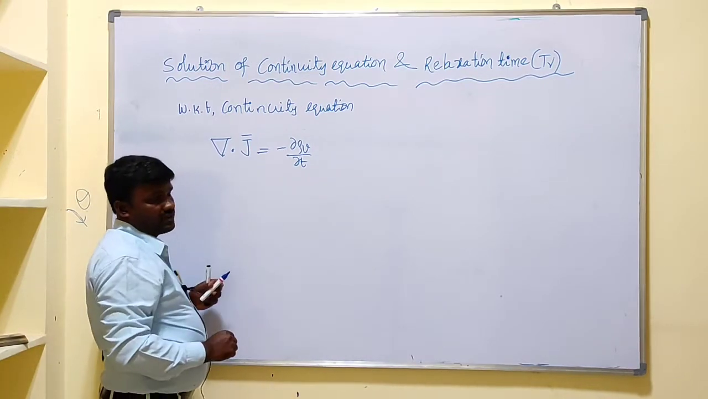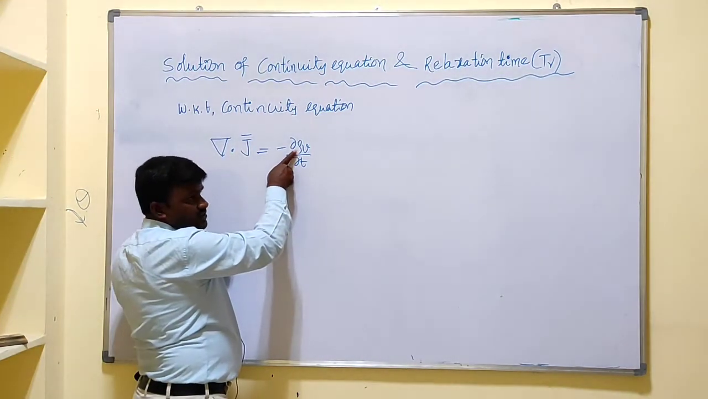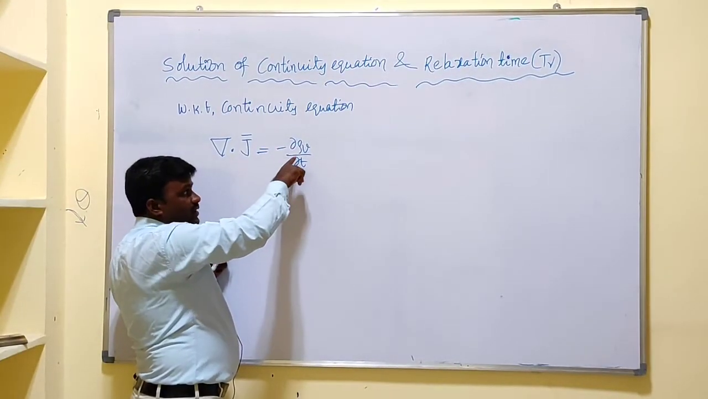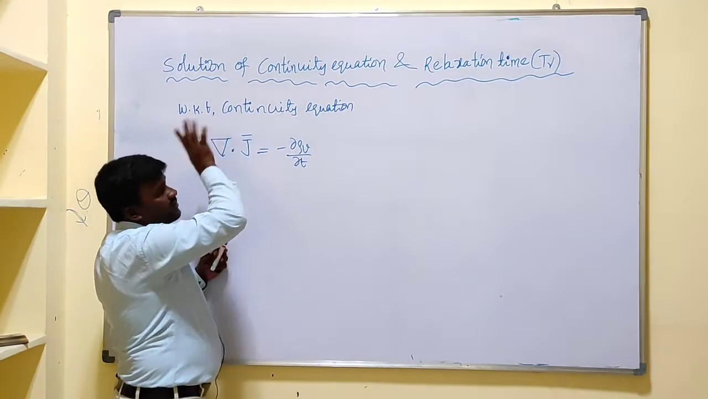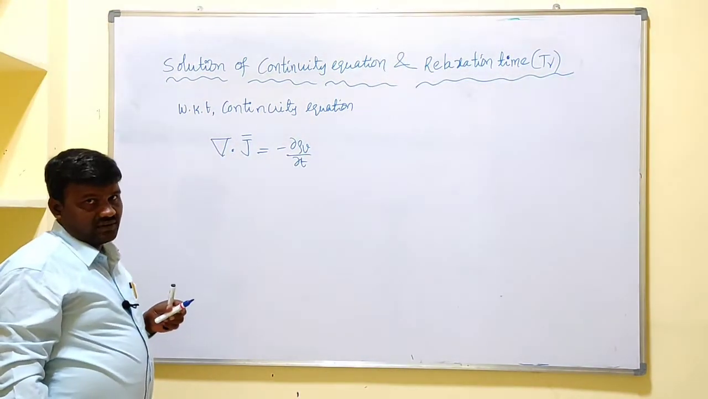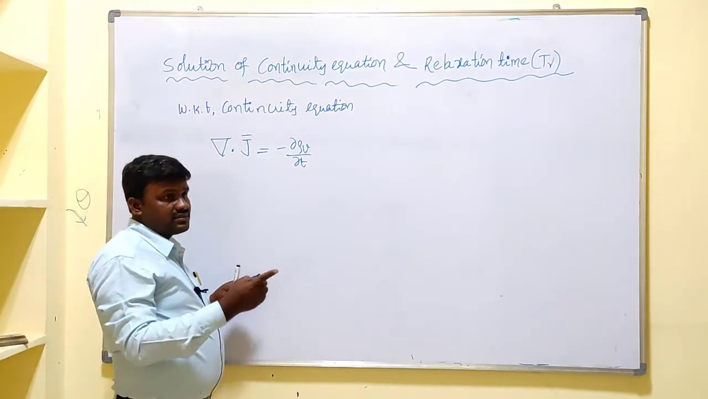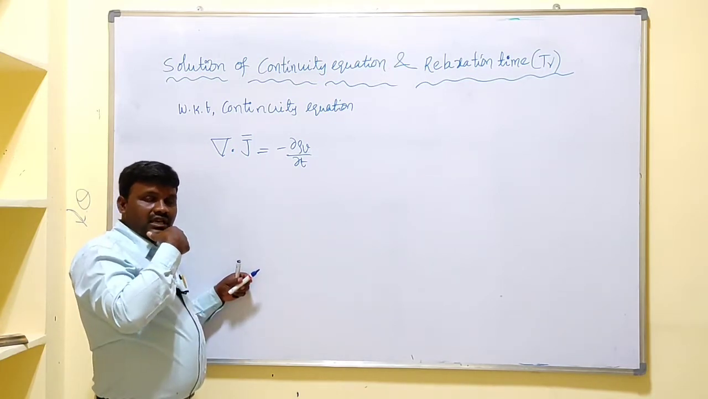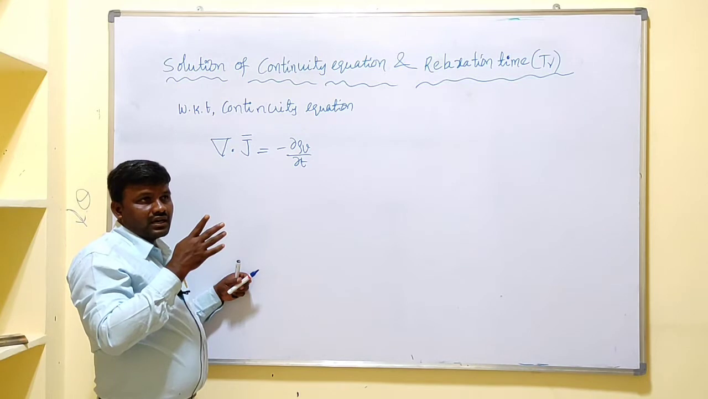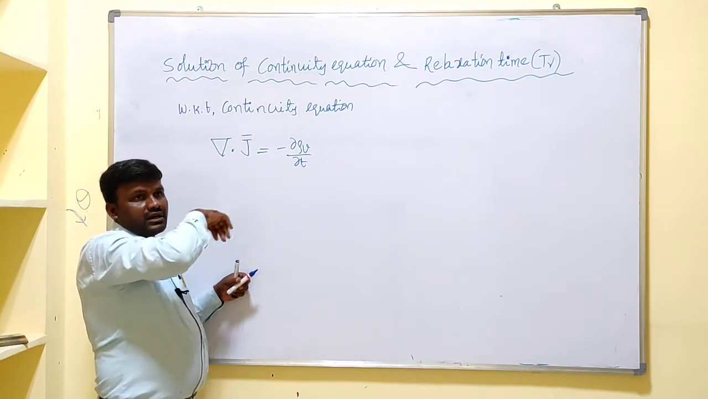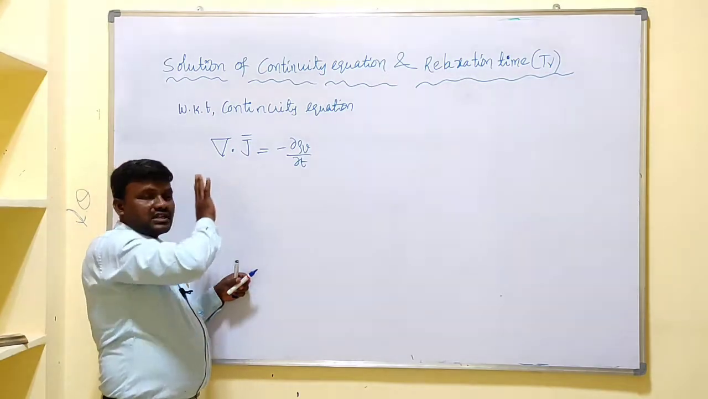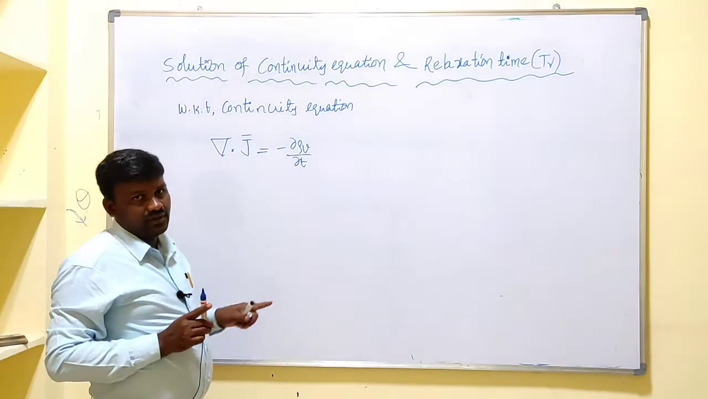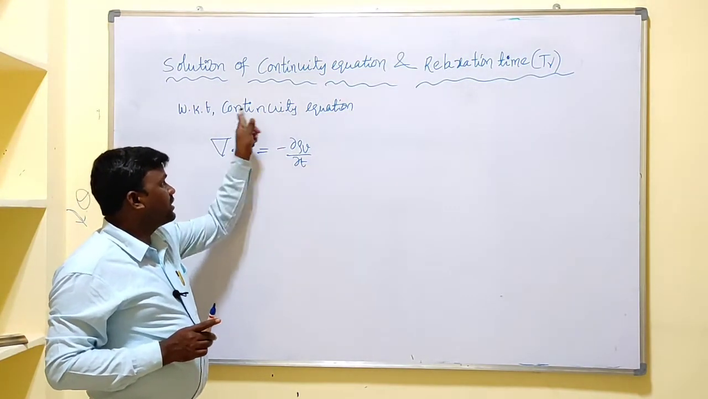Once again, if you find the expression for rho v, that is how charge density decays with respect to time. That is nothing but the solution for our continuity equation, because the continuity equation is derived from the law of charge conservation. The law says that the rate of decrease of charge within a given volume is equal to the net outward current flow. We need to find the decrement of this charge density with respect to time, which means finding the solution of this equation.